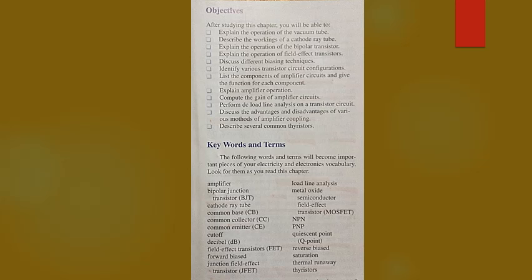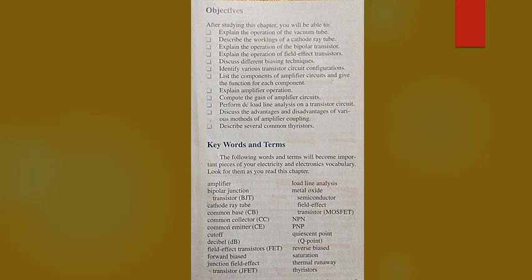explain the operation of field effect transistors, discuss different biasing techniques, identify various transistor circuit configurations, list the components of amplifier circuits and give the function for each component, explain amplifier operation, compute the gain of amplifier circuits, perform DC load line analysis on a transistor circuit, discuss the advantages and disadvantages of various methods of amplifier coupling, and finally to describe several common thyristors.